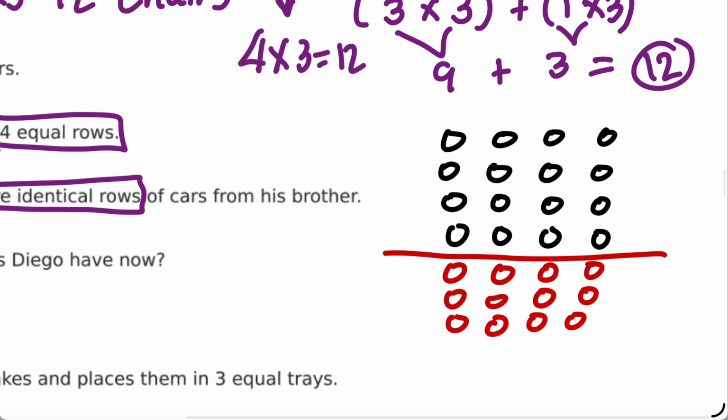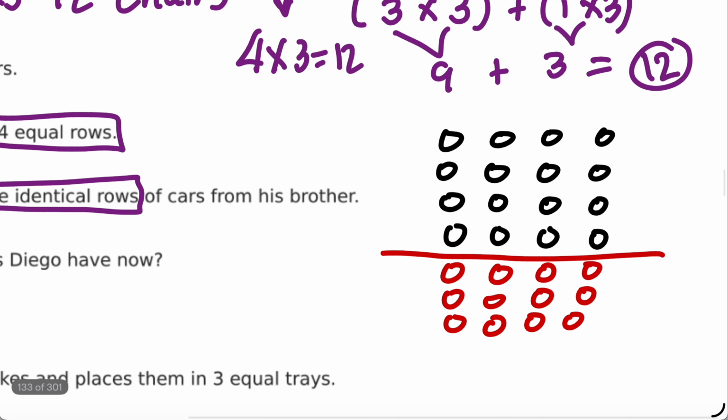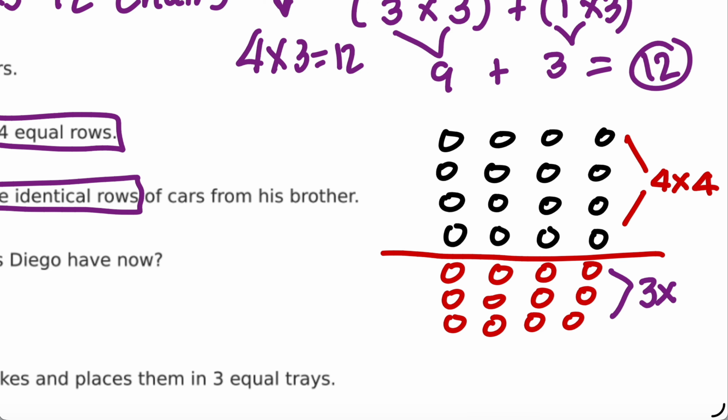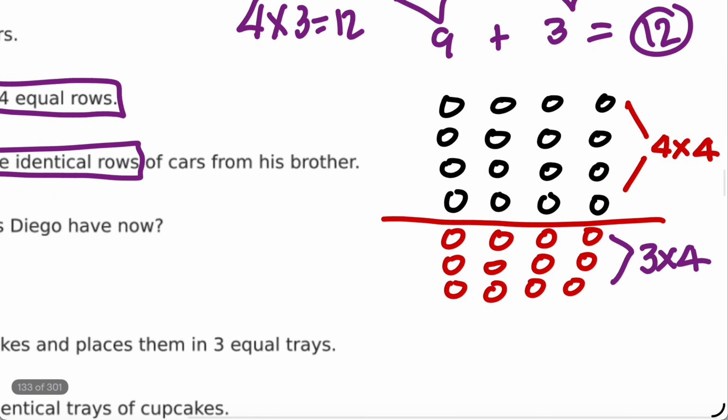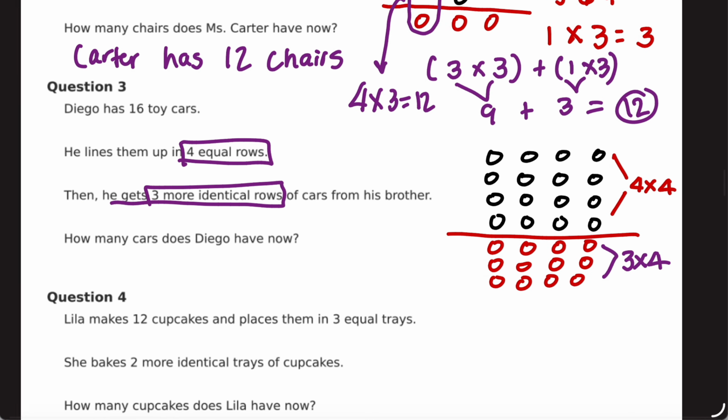Now I can simply use multiplication. So my multiplicative equation for the first one would be 4 times 4. The second multiplicative equation would be 3 times 4. So I would set up my equation such as this.